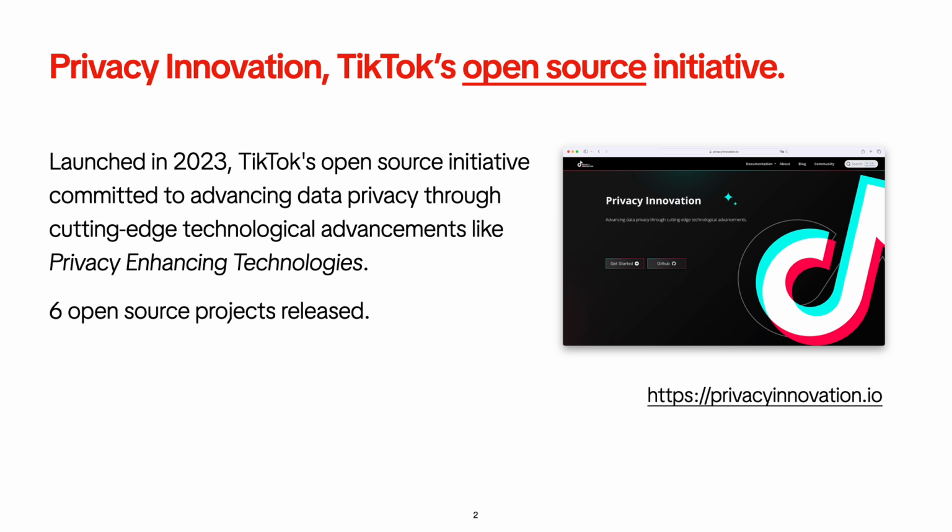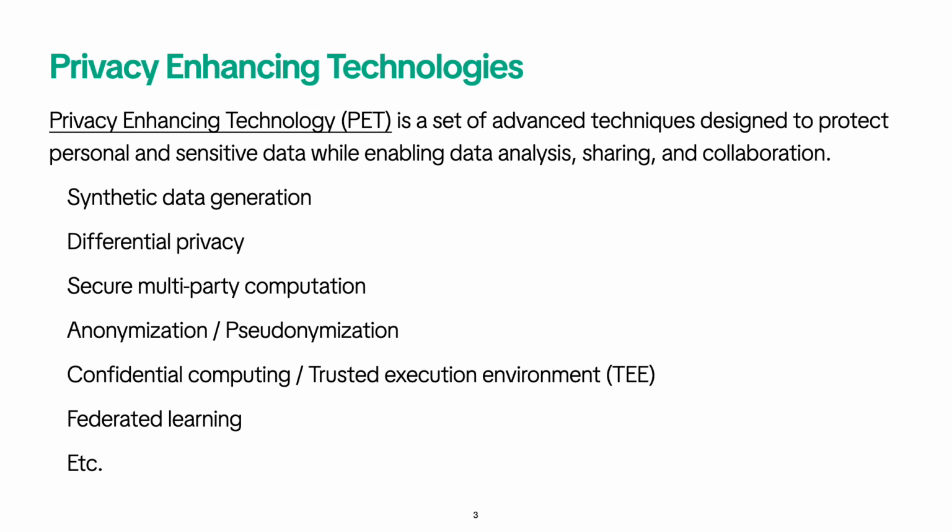Before we dive into these contributions, let me briefly introduce what privacy-enhancing technology is. Privacy-enhancing technology, PET, is a set of advanced privacy and security techniques designed to protect personal and sensitive data while enabling data analysis, sharing, and collaboration. Some of these emerging technologies are often mentioned while discussing PETs: synthetic data generation, differential privacy, secure multi-party computation, anonymization, pseudonymization, confidential computing, trusted execution environment, and federated learning.